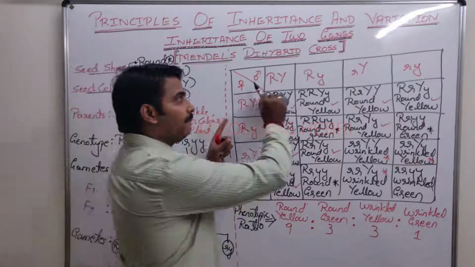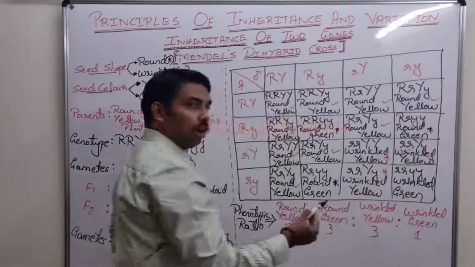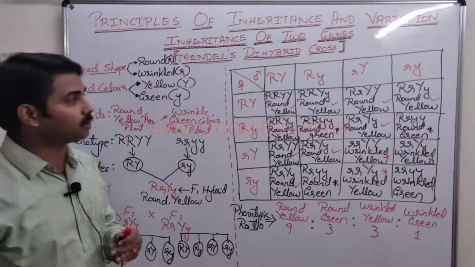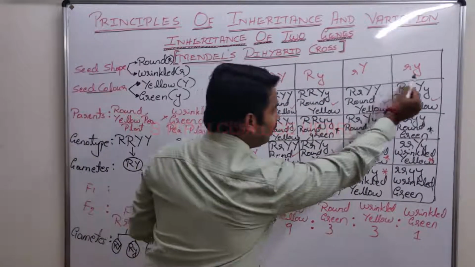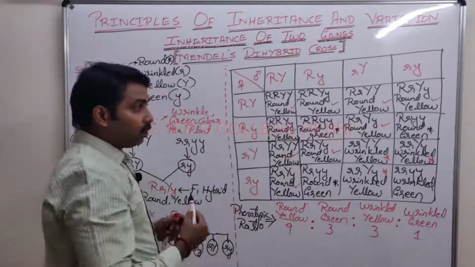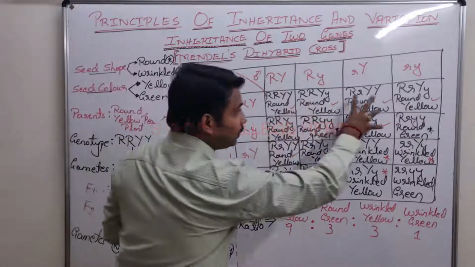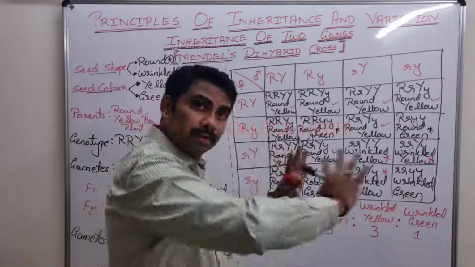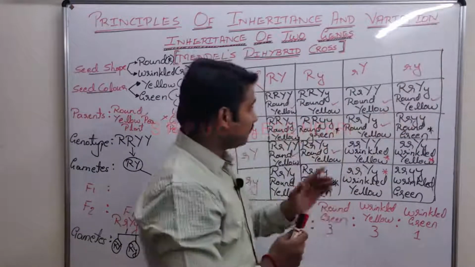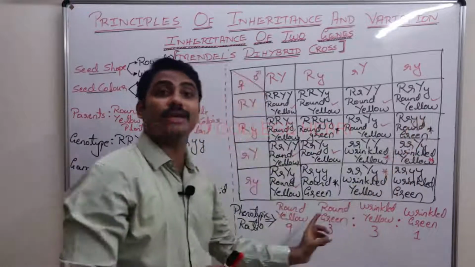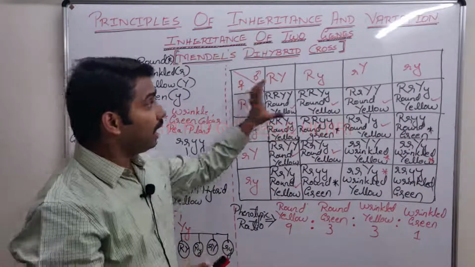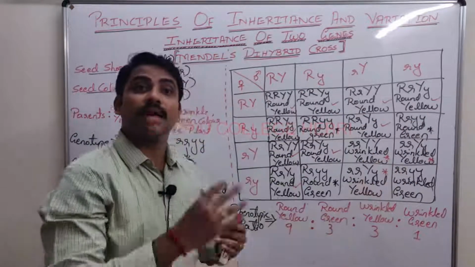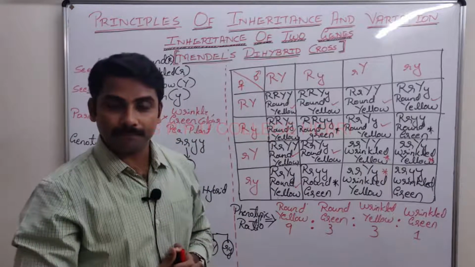Now, with the help of a checkerboard, that is called the Punnett square, proposed by Reginald C. Punnett, when you complete this, you come to know that 16 progenies were obtained. Whether all 16 were different types? No. The 16 progenies which we got in the F2 generation were of 4 different types.